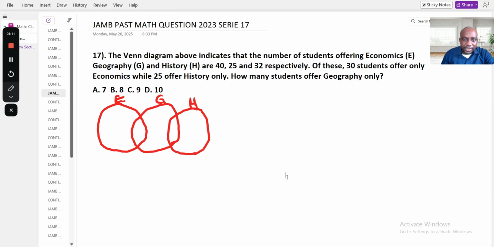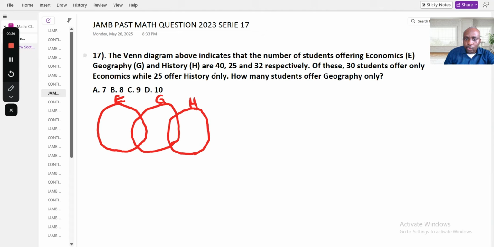The Venn diagram above indicates that the number of students offering economy, geography, and history are 40, 25, and 32 respectively. Of these, 30 students offer only economy, while 25 offer history only. How many students offer geography only? Now we have the diagram. This circle, E, is the total of the people that offer economy. The total circle we draw here, G, represents the total of those that offer geography, and H, history.